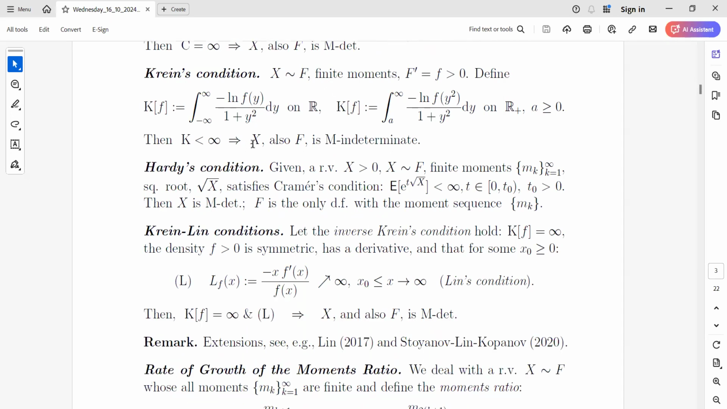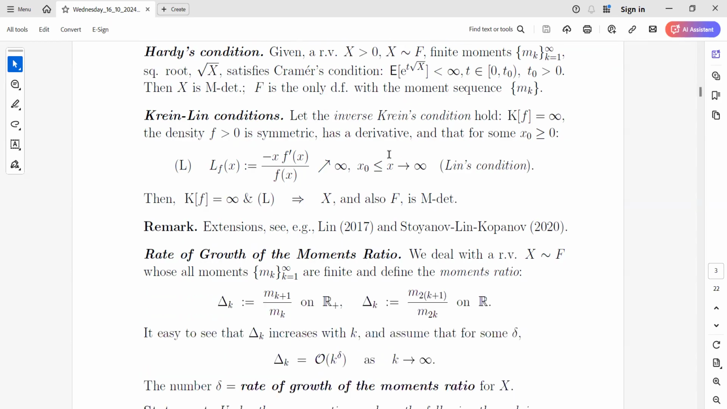And now the next is called Krein. Because it's an absolutely continuous case, there is a positive density, for the logarithmic function to be well defined. And in the two cases, we define this in two different ways, this and this. And now if this integral is finite, we have non-uniqueness, or M-indeterminate, moment indeterminate.